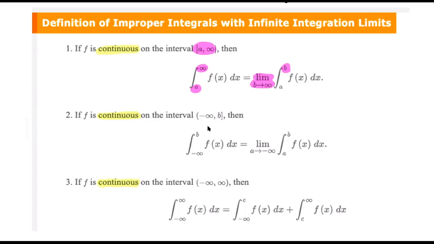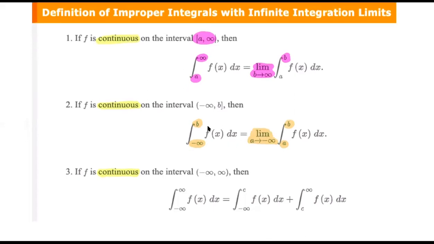A second variation on this is the case where we have from negative infinity to b. All right, so that top bound is a number, but the bottom bound is negative infinity. So to do that, we replace the bottom bound with a and keep the top bound with b. And then at the end, after we integrate, we take the limit as a approaches negative infinity.